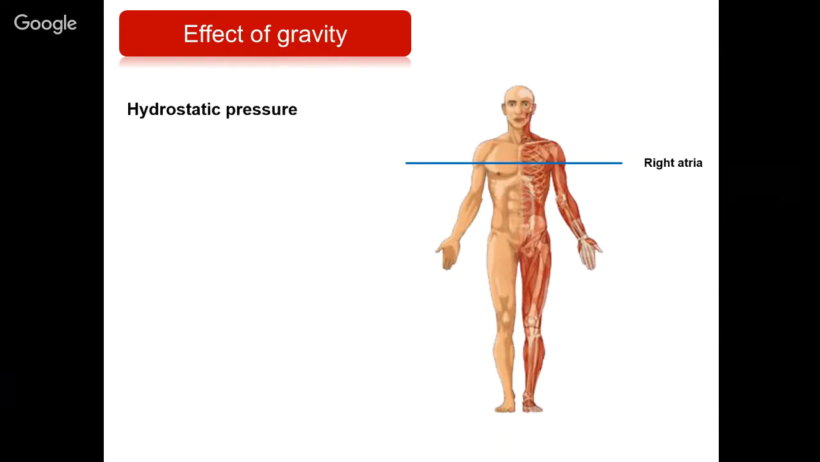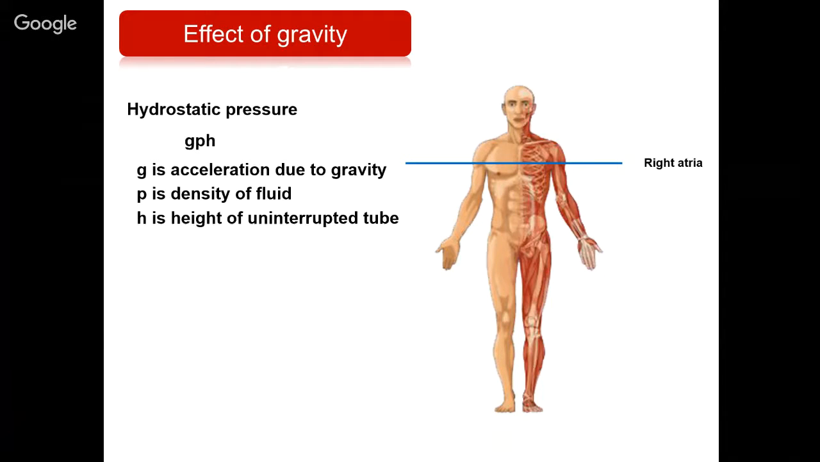So what is the effect of gravity? Well, we call this a hydrostatic pressure, because it's the weight of the water. And we can describe that by the equation, this is just physics, P = ρgh. So g being the acceleration due to gravity, ρ being the density of the fluid, and that does change a little bit with our blood, but for the purpose of this discussion, we'll talk about it being fairly constant. And h being the height of an uninterrupted tube. So at what level is the gravity actually pulling on that?